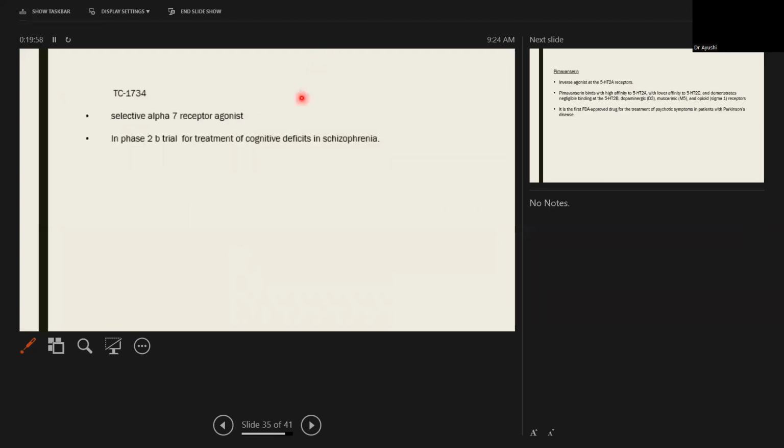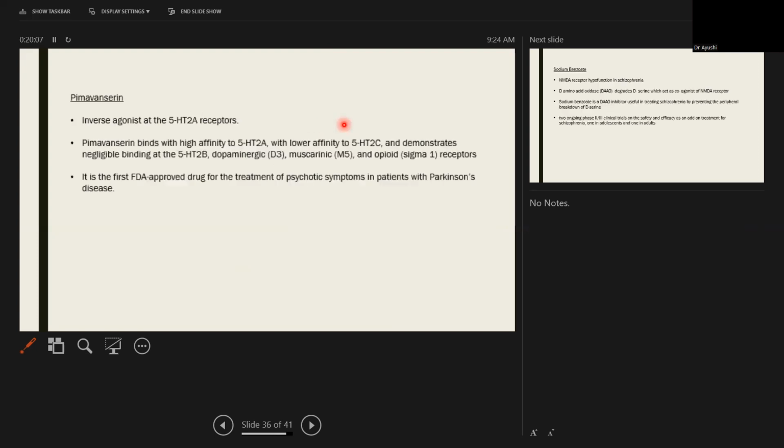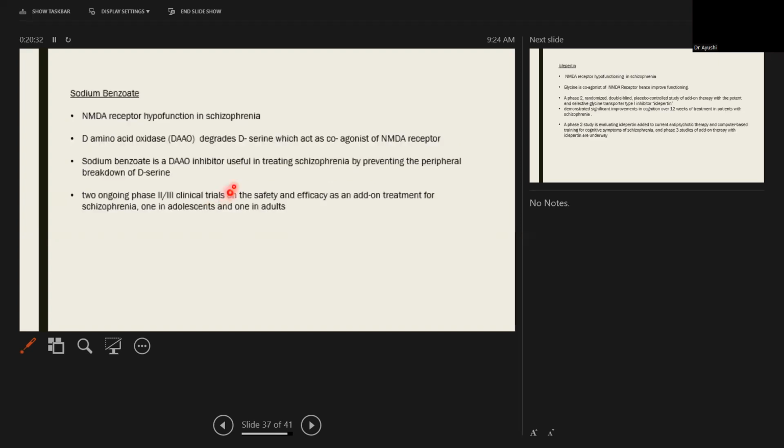One more is TC1734, which is a selective alpha 7 receptor agonist. It is in phase 2B trial for the treatment of cognitive deficits in schizophrenia. Pimavanserin is an inverse agonist of 5-HT2A receptors. It has high affinity for 5-HT2A receptors with lower affinity for 5-HT2C receptors and almost no affinity for 2B, dopaminergic, muscarinic, and opioid receptors. It is the first FDA-approved drug for the treatment of psychotic symptoms in patients with Parkinson's disease.